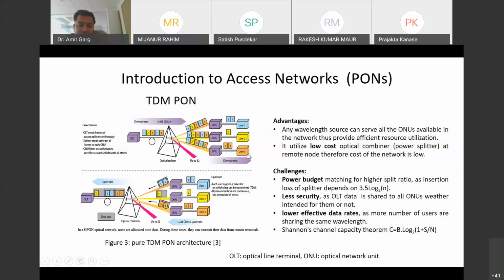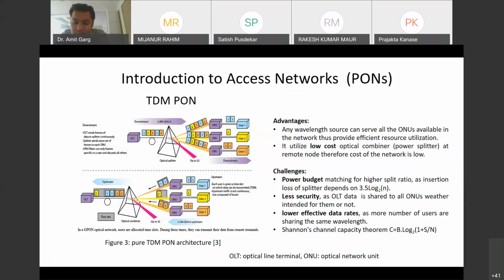So basically in this, we're transmitting the data at only one particular wavelength for all the users. Let's say lambda 1 that is accessible by user 1, 2, 3, 4, up to 32. So the data destined for all the users is transmitted on a single wavelength. So if data is intended for user 2, that is also reaching user 1 or user 3. So it is less secure, we can say, and has lower effective data rates.